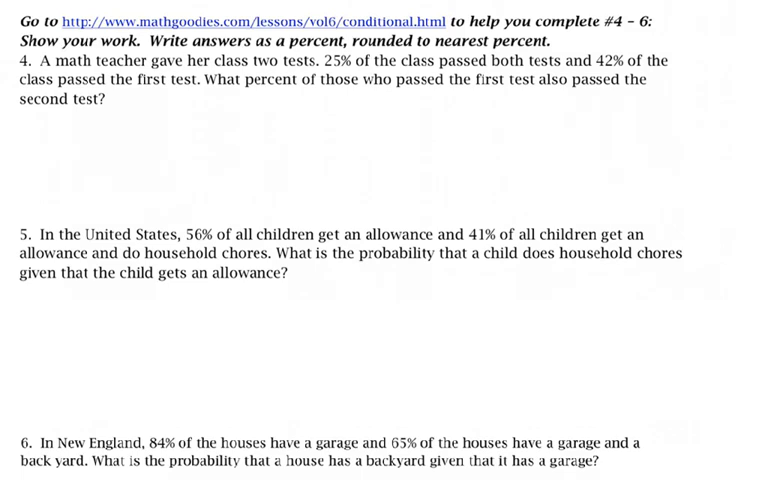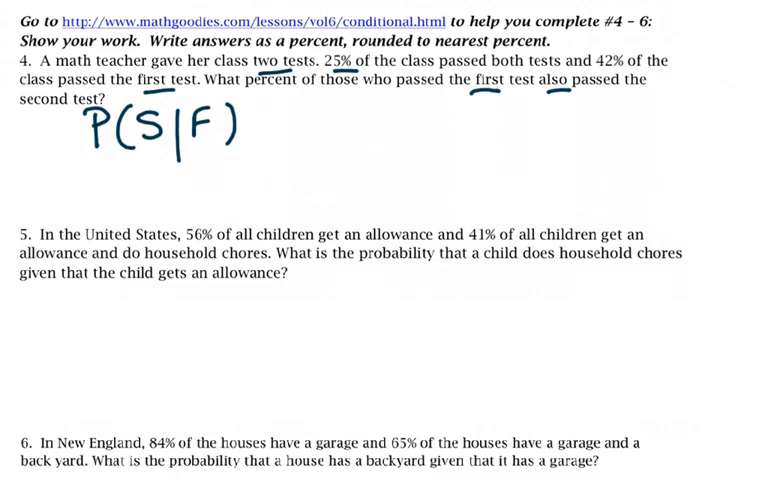So, number 4, a math teacher gave her class 2 tests. 25% of the class passed both tests, and 42% of the class only passed the first test. It doesn't say only. Passed the first test. What percent of those who passed the first test also passed the second test? So this is basically the probability that they passed the second test given that they passed the first test. And so that's this conditional probability that we're talking about.